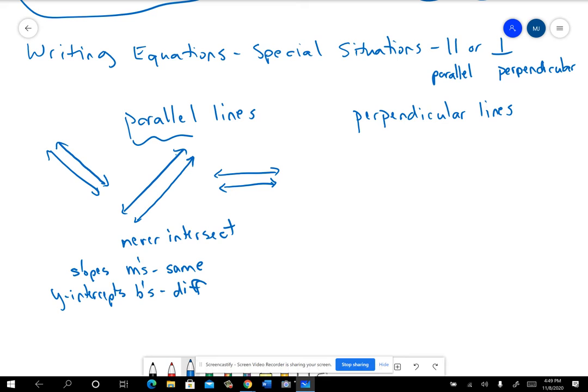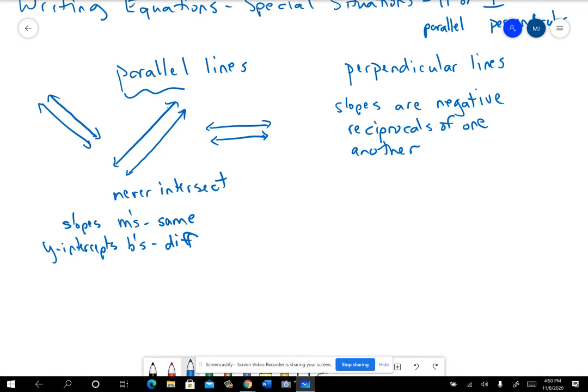Okay, perpendicular lines, sometimes we say their slopes are negative reciprocals of one another. So what that means is, let me just give you some examples to help you see. So here's one slope, here's another slope. If the lines are perpendicular and this one has a slope of 3, that one's going to be the opposite and the reciprocal of 3.